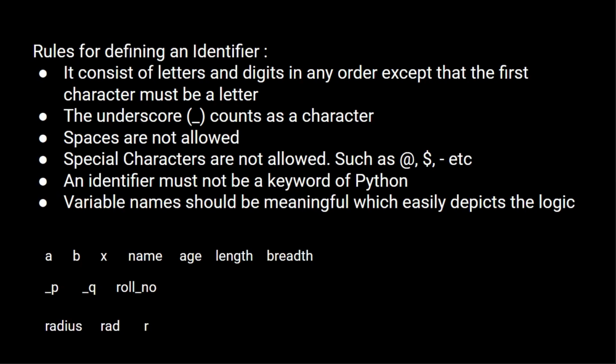And lastly, we should understand that identifier names should be meaningful. Whenever we are defining any variable in a program, like calculation of area of circle, the area of circle calculation depends on radius. So we need a radius variable where the user can input the value. You can create the variable name with radius, rad, or r.